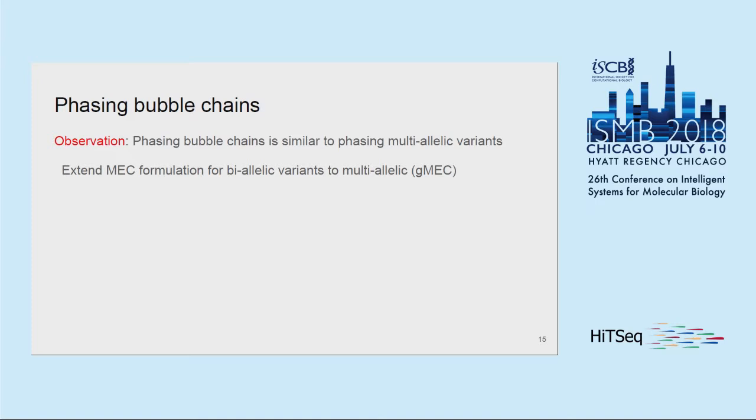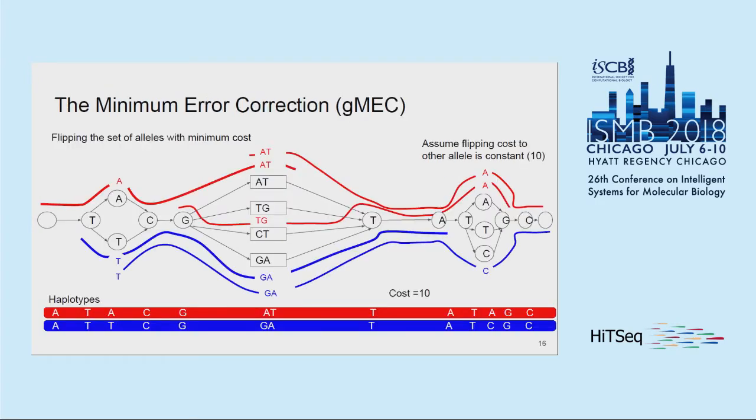So the main observation here is phasing bubble chains is similar to phasing multi-allelic variants. Therefore, we generalize the MEC formulation for reference-based haplotyping to multi-allelic variants. So let's consider this example where we are given the assembly graph and the reads aligned to it. And now, due to the sequencing errors present, the reads might align to the different alleles. Therefore, we want to flip the set of alleles with the minimum cost such that we can assign every read to one of the two haplotype paths.